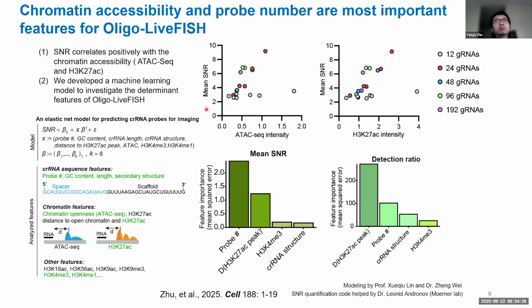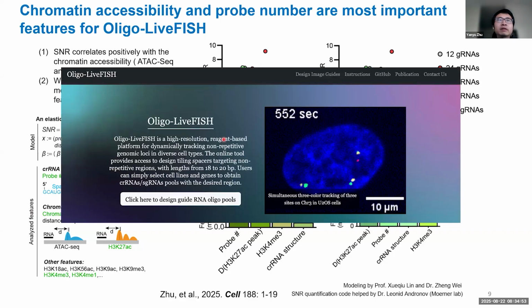The machine learning model also indicated that the most important properties for good imaging quality are the probe number and the chromatin accessibility. This is not only useful for chromatin imaging, but also maybe for CRISPR-based perturbation. Later we developed this website to help other users design their guides.